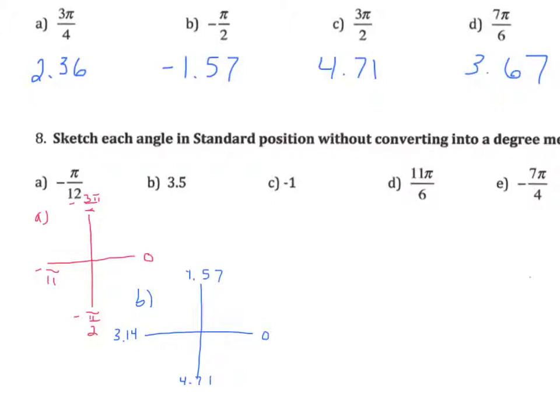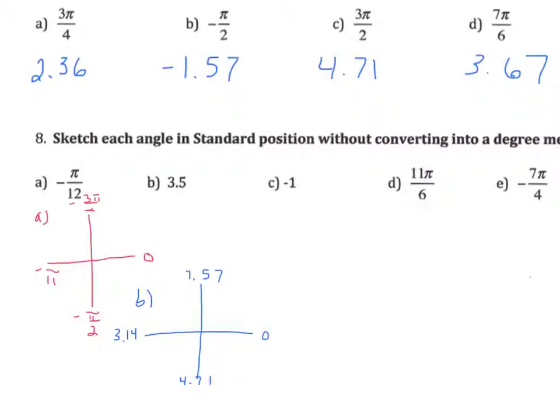Now for the next question, we want to sketch each angle in standard position, but we want to try to sketch it without converting it to a degree first, just knowing which quadrant it would be in, just knowing the measurements of each quadrant angle in radians or decimal radians.